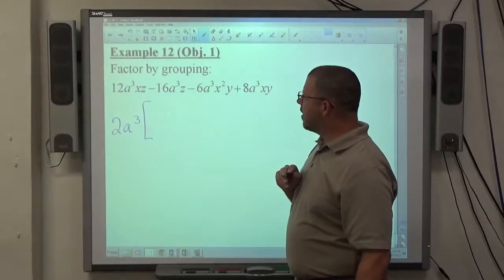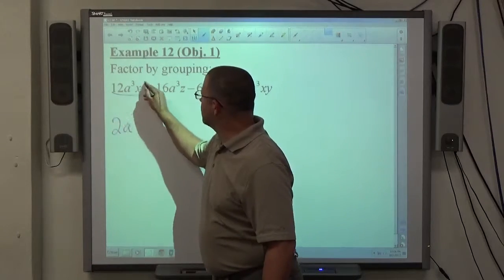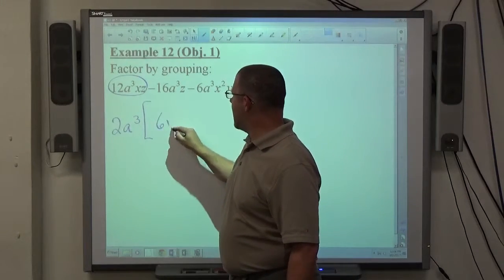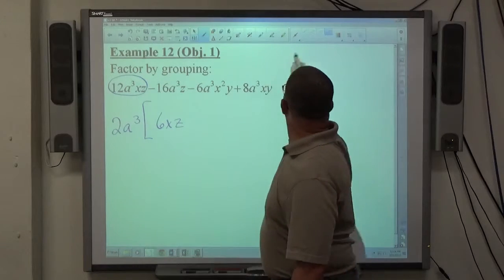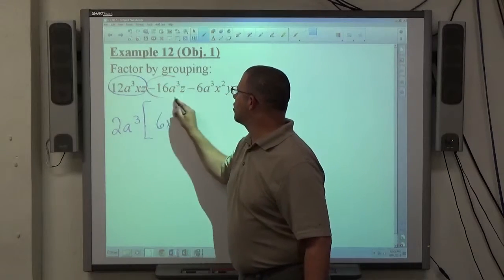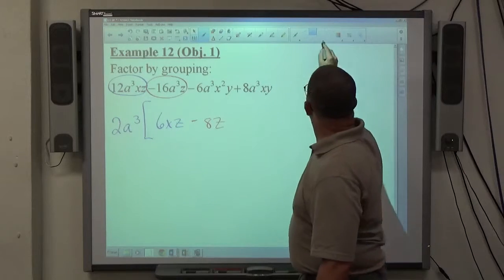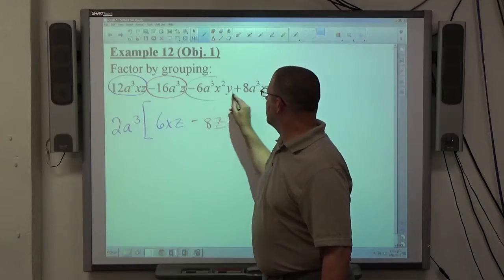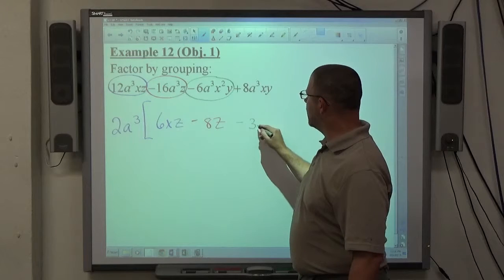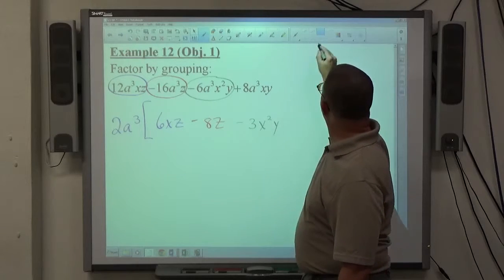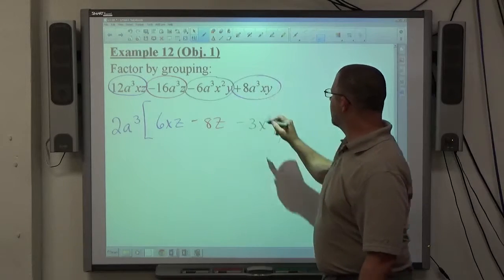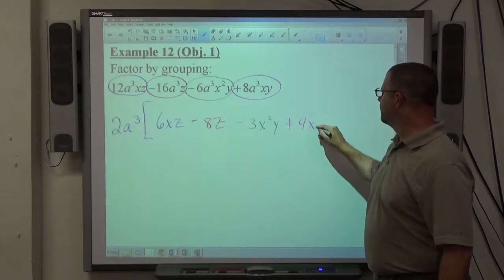And if I extract 2a cubed from this term, I'm going to get 6xz. If I take a 2a cubed out of this term, I'm left with minus 8z. If I take a 2a cubed out of this, I get minus 3x squared y. And if I take a 2a cubed out of this, I'm left with plus 4xy.